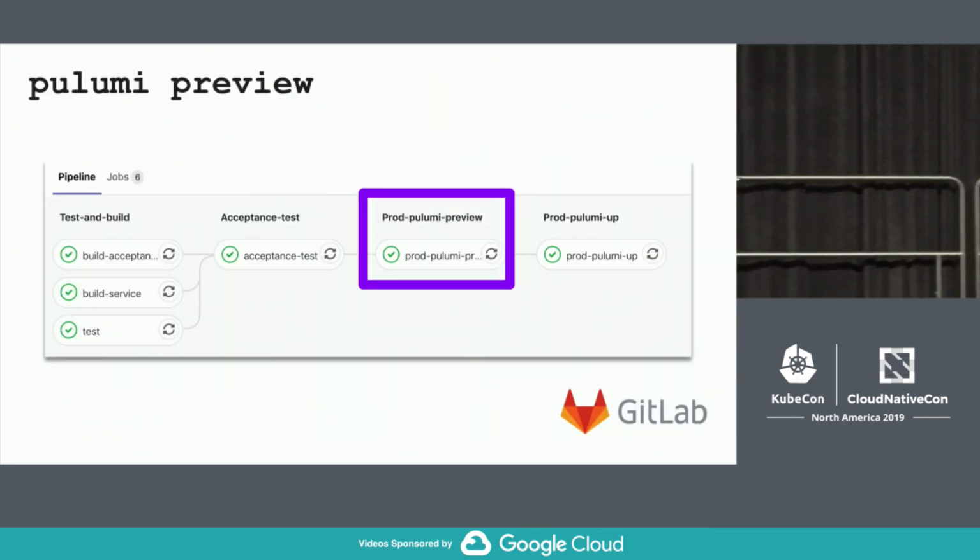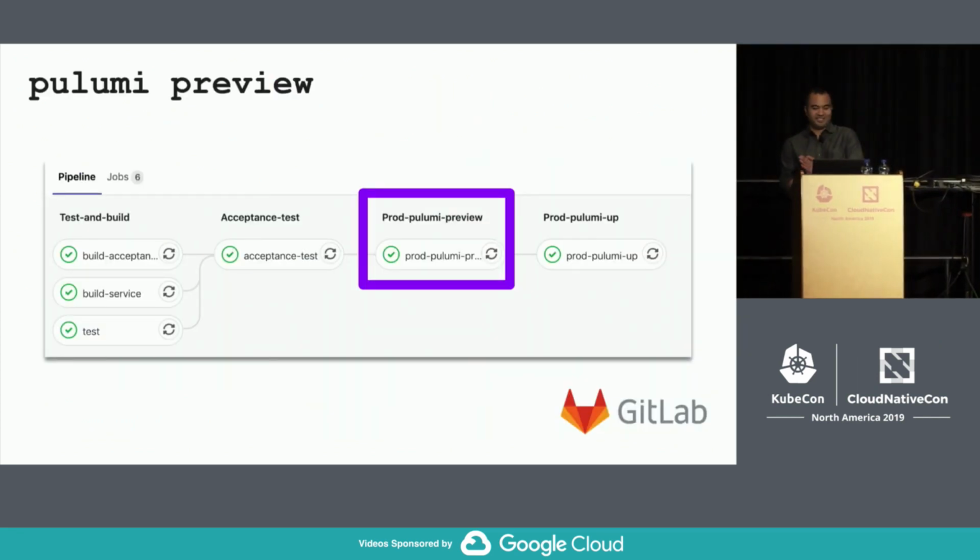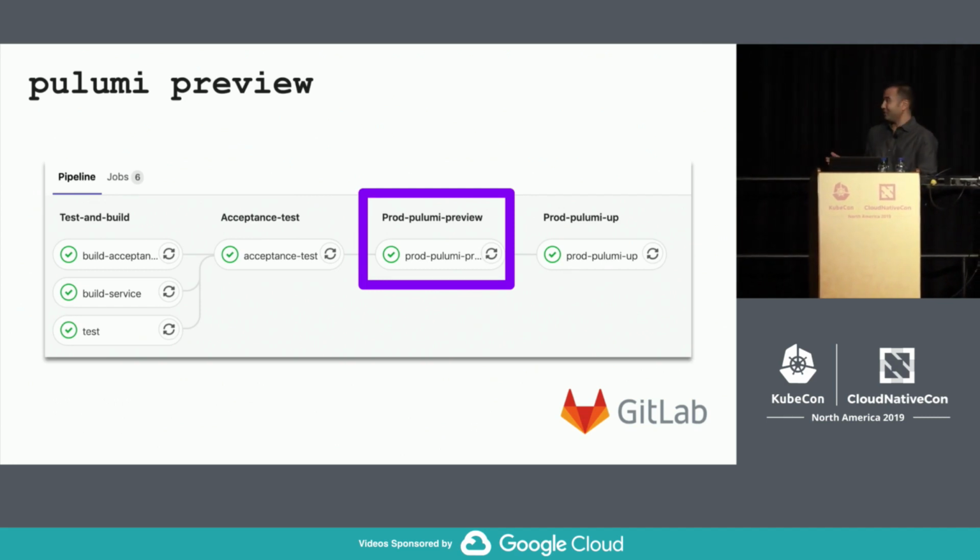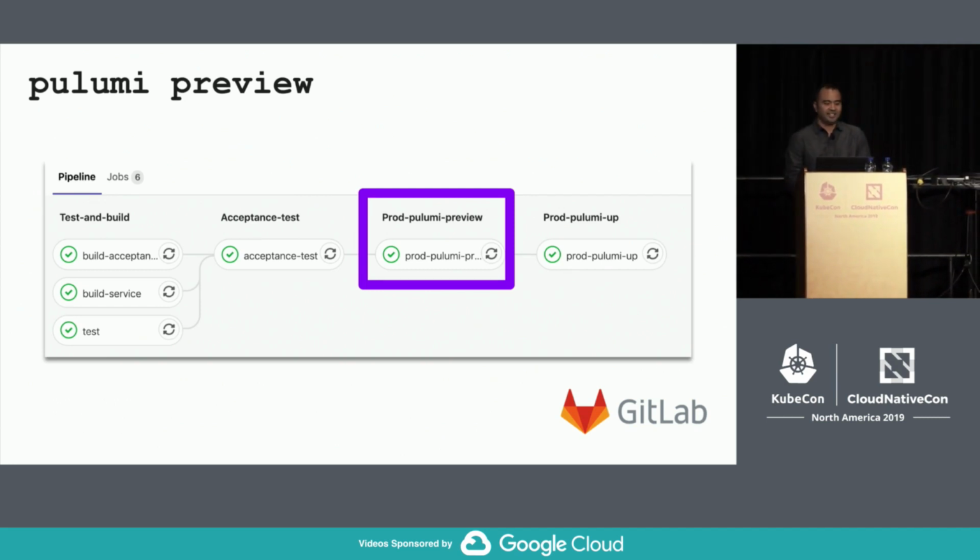So coming back to our pipeline, immediately following our acceptance test stage, we've got our preview stage. The Pulumi CLI comes with a command called pulumi preview, and this is essentially just going to do a dry run of all the infrastructure that we're going to provision before we actually go to provision it. So it's going to give us an idea of what resources are going to be created, updated, or deleted before we actually go to make those changes.